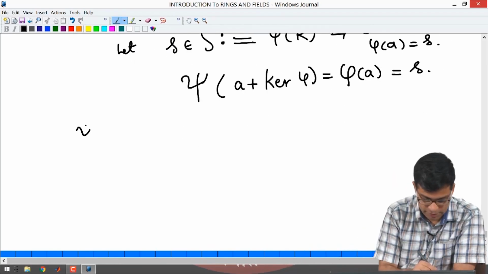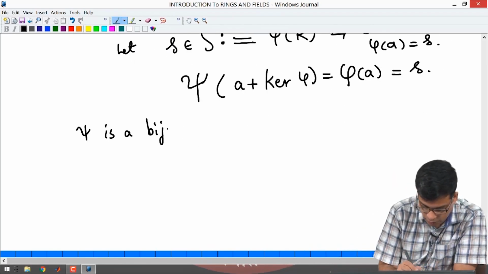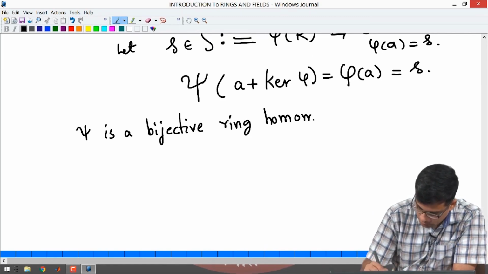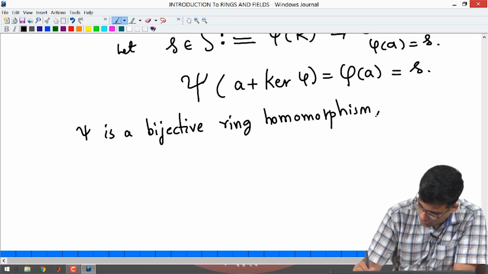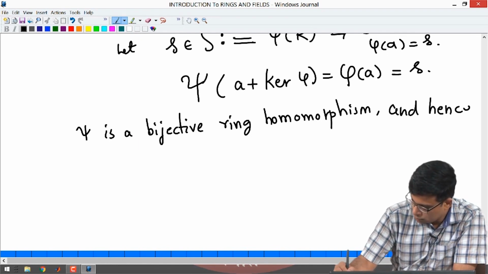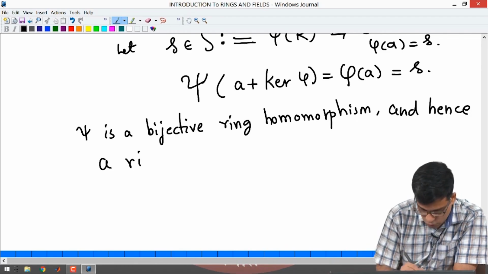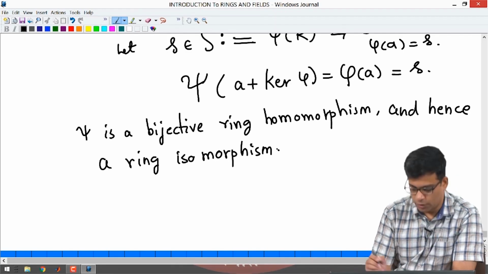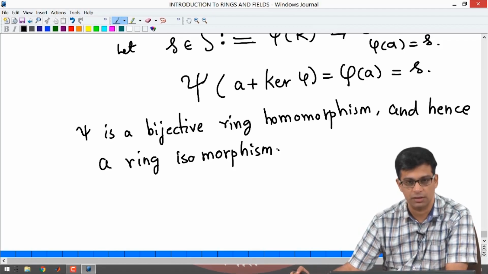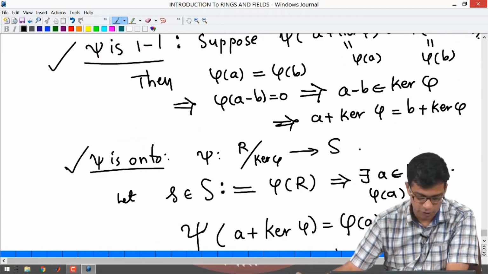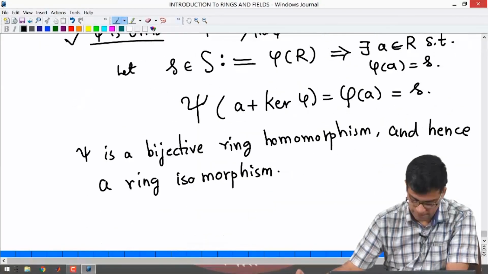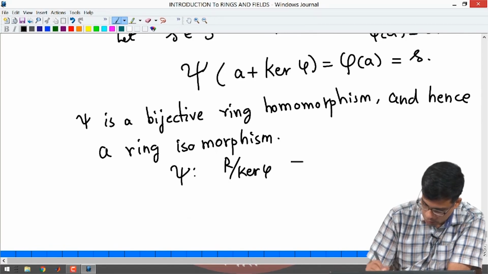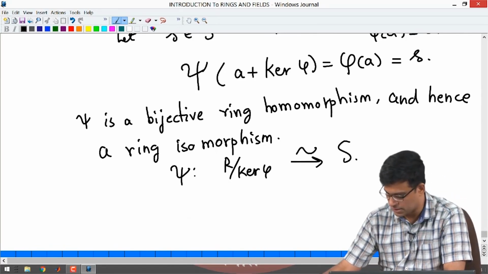So, in other words, psi is bijective, remember, means it is 1-1 and onto. A bijective ring homomorphism, and hence a ring isomorphism. Okay. So, you have a bijective ring homomorphism, which is then automatically a ring isomorphism. So, in other words, we have showed that psi is an isomorphism from R mod kernel phi to S. So, this is exactly the second part of the theorem.